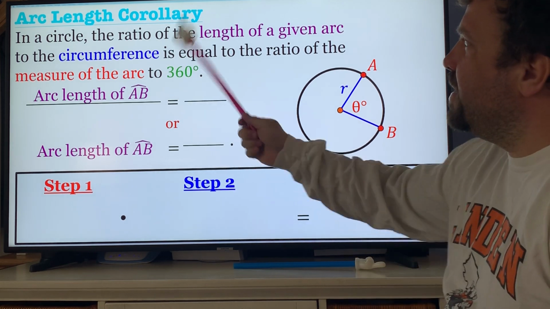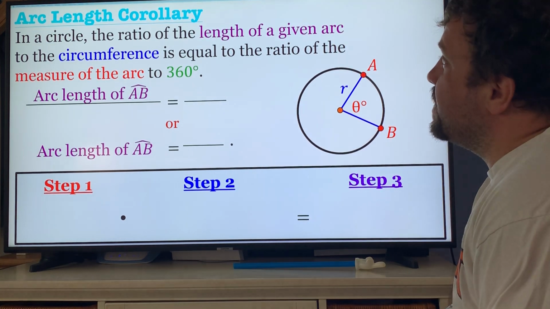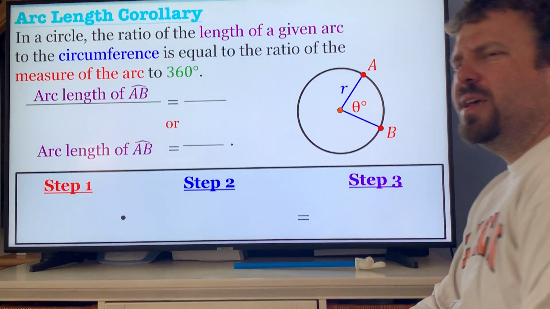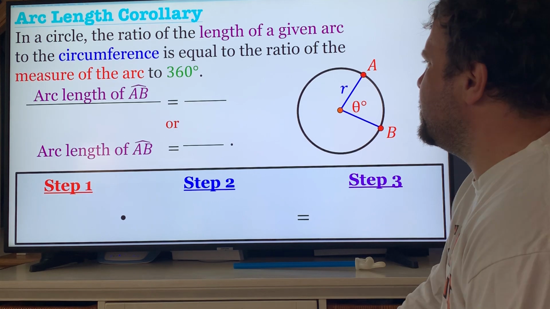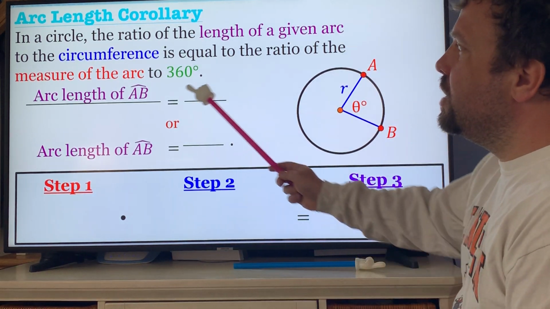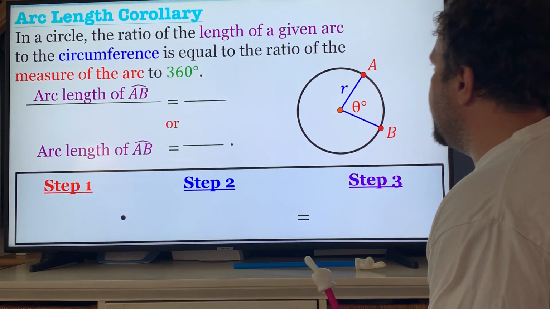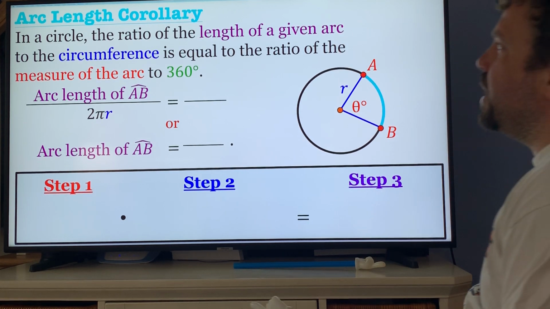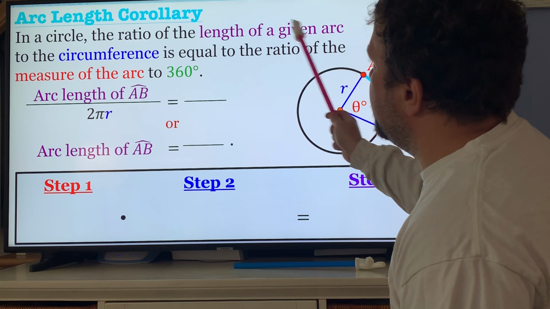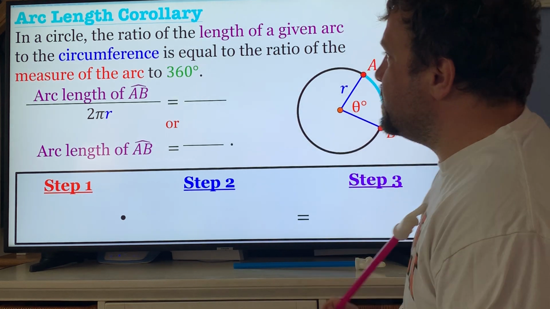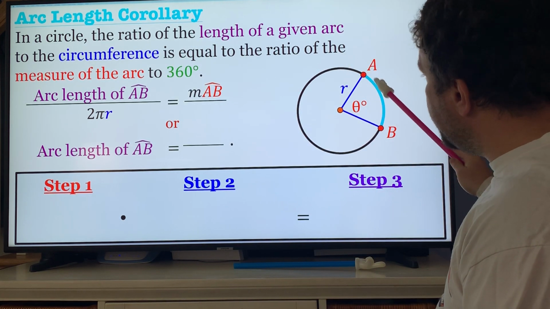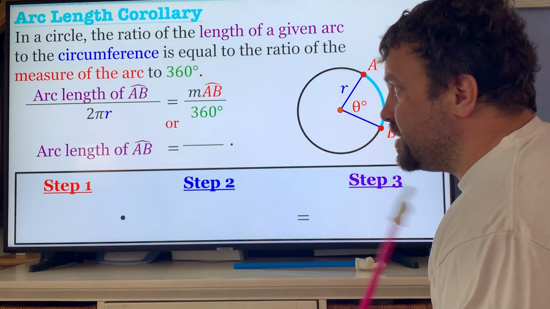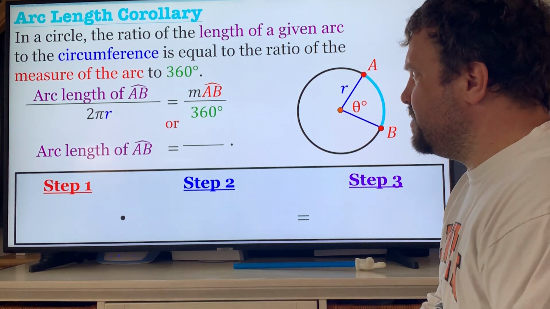All right, good. Now, in a circle, the ratio of the length of a given arc to the circumference is equal to the ratio of the measure of the arc to 360. This stuff is a little tricky to learn, but I've broken it into steps to make it easy. So what this means is the arc length of AB over 2 pi r, so the length of the arc over the circumference, equals the measure of the angle of AB, which is the central angle, over 360. That's crazy to do it that way.